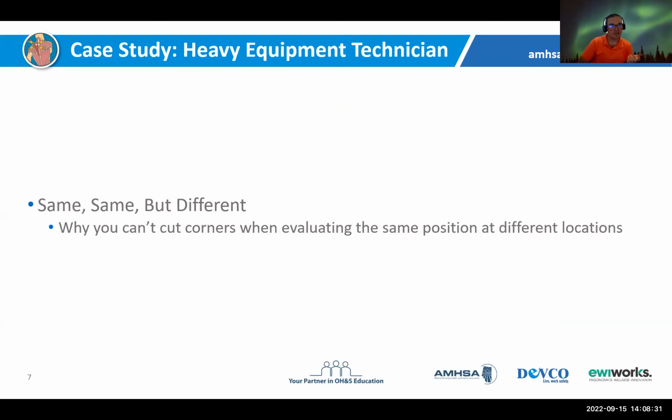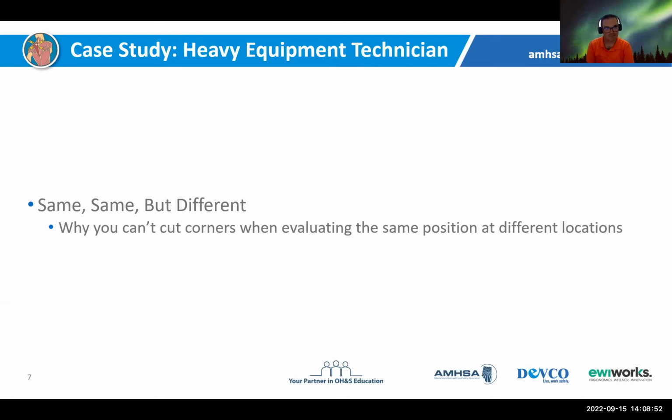So let's get into a case study of how this is relevant. This case study I've called Same, Same, but Different: Why You Can't Cut Corners When Evaluating the Same Position at Different Locations. So the job that we're going to look at generically is called the heavy equipment technician position.